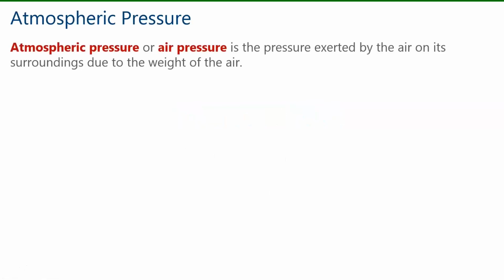Atmospheric pressure, or air pressure, is the pressure exerted by the air on its surroundings due to the weight of the air. The SI unit for atmospheric pressure is the Pascal, with the symbol capital P lowercase a.